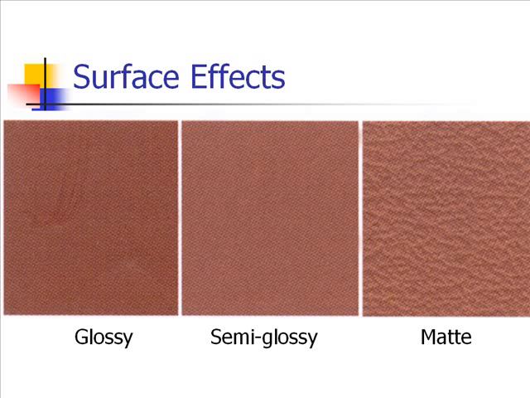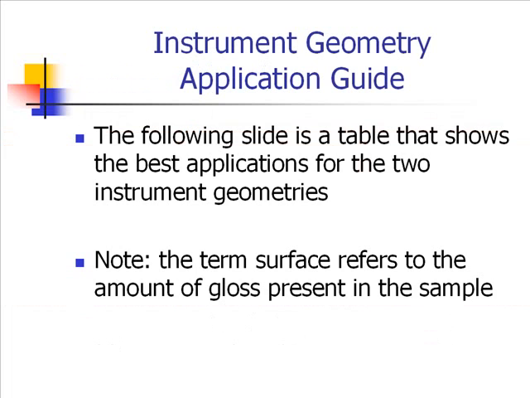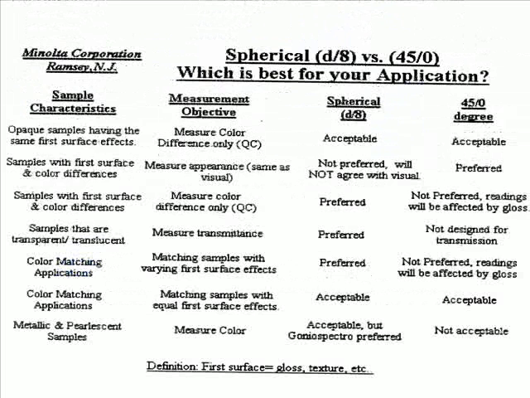So the next slide shows some applications for the two types of geometries and where you might use one versus the other. So first, surface reflection is how much gloss is present. So if we look at this table here, what we have are what the sample characteristics are in the first column, what we're after, what are we measuring, why are we doing the measurement, then our spherical instrument and our 0.45 degree instrument, whether they fit that condition. So if we have opaque samples having the same first surface effects and we're measuring color difference only, doesn't matter. We can use either one of those.